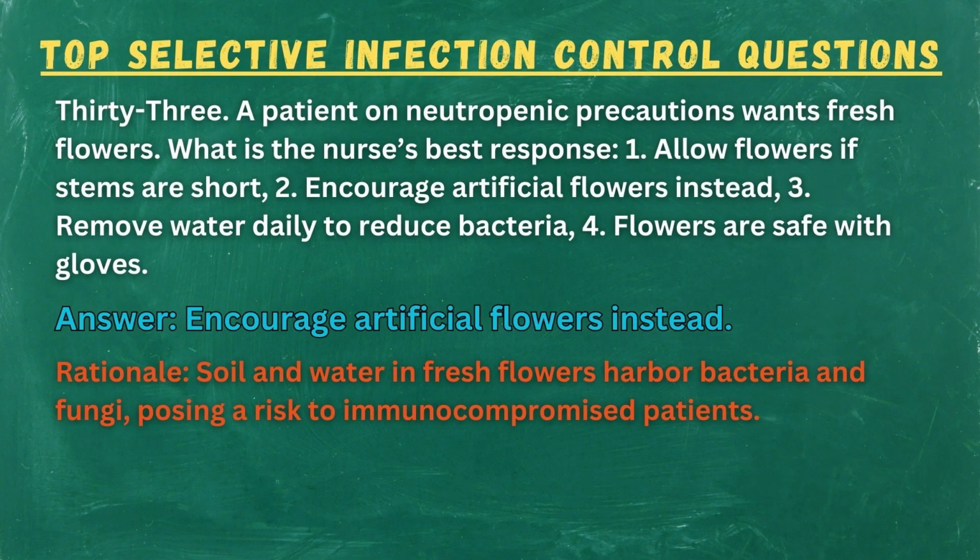33. A patient on neutropenic precautions wants fresh flowers. What is the nurse's best response? 1. Allow flowers if stems are short. 2. Encourage artificial flowers instead. 3. Remove water daily to reduce bacteria. 4. Flowers are safe with gloves. Answer. Encourage artificial flowers instead. Rationale. Soil and water in fresh flowers harbor bacteria and fungi, posing a risk to immunocompromised patients.